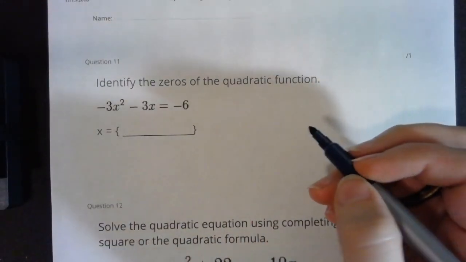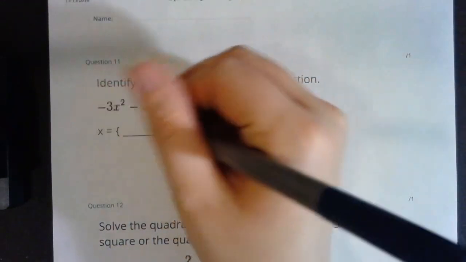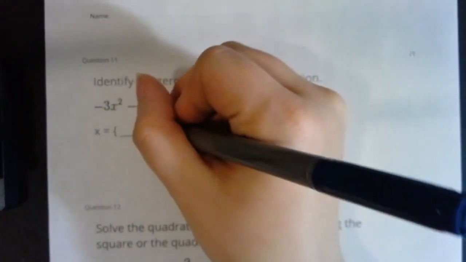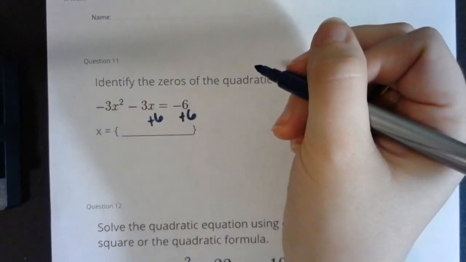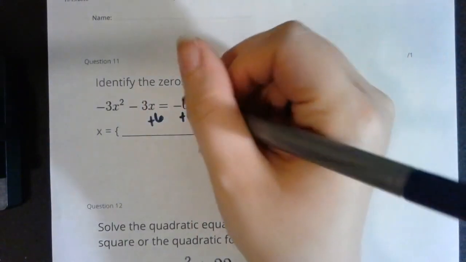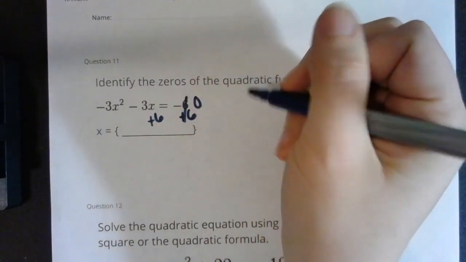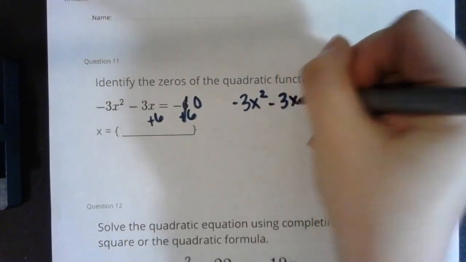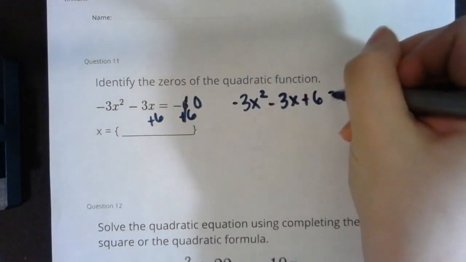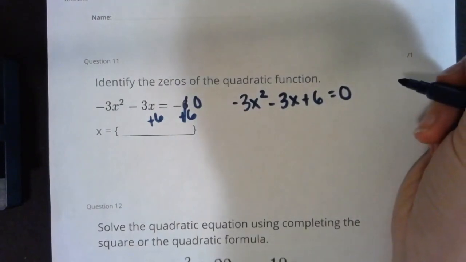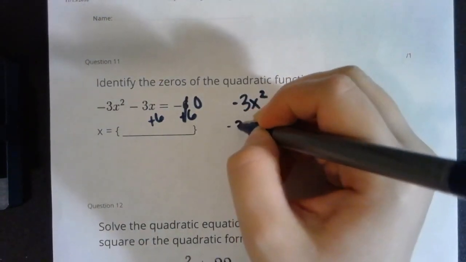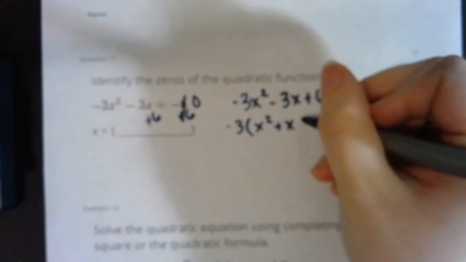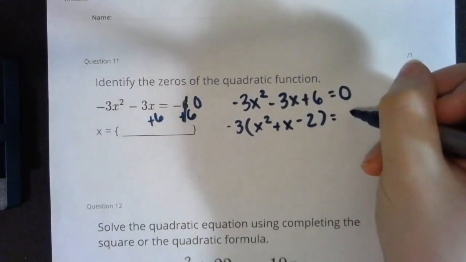I'm going to solve it using factoring, as I said, simply because I see that this negative 3 could pretty easily be factored out as a GCF. So the first thing I'm going to do is add 6 to both sides so that it is equal to 0, so I can use the zero product property. So I have negative 3x squared minus 3x plus 6 equals 0. Then, as I just stated, I could take out the negative 3, and I'm left with x squared plus x minus 2 equals 0.